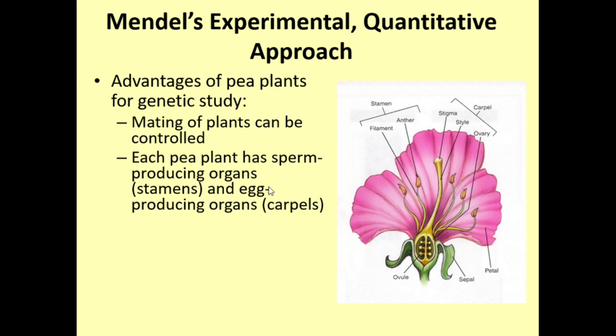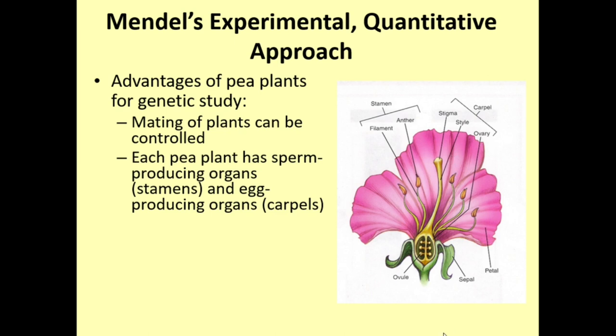And that's because each pea plant has sperm-producing and egg-producing organs. So if you look at the diagram here on the right-hand side, we can see the stamen. Well, these are the sperm-producing organs. And then you have the carpels, so the bit running through the middle here, that are the egg-producing part of the plant. So you can control these by removing the bits that you want to get rid of. So if you want to cross this purple plant with a white plant, for instance, and you wanted this one to be the female and the white plant to be the male, well, you just remove the stamen and just keep hold of the carpel.